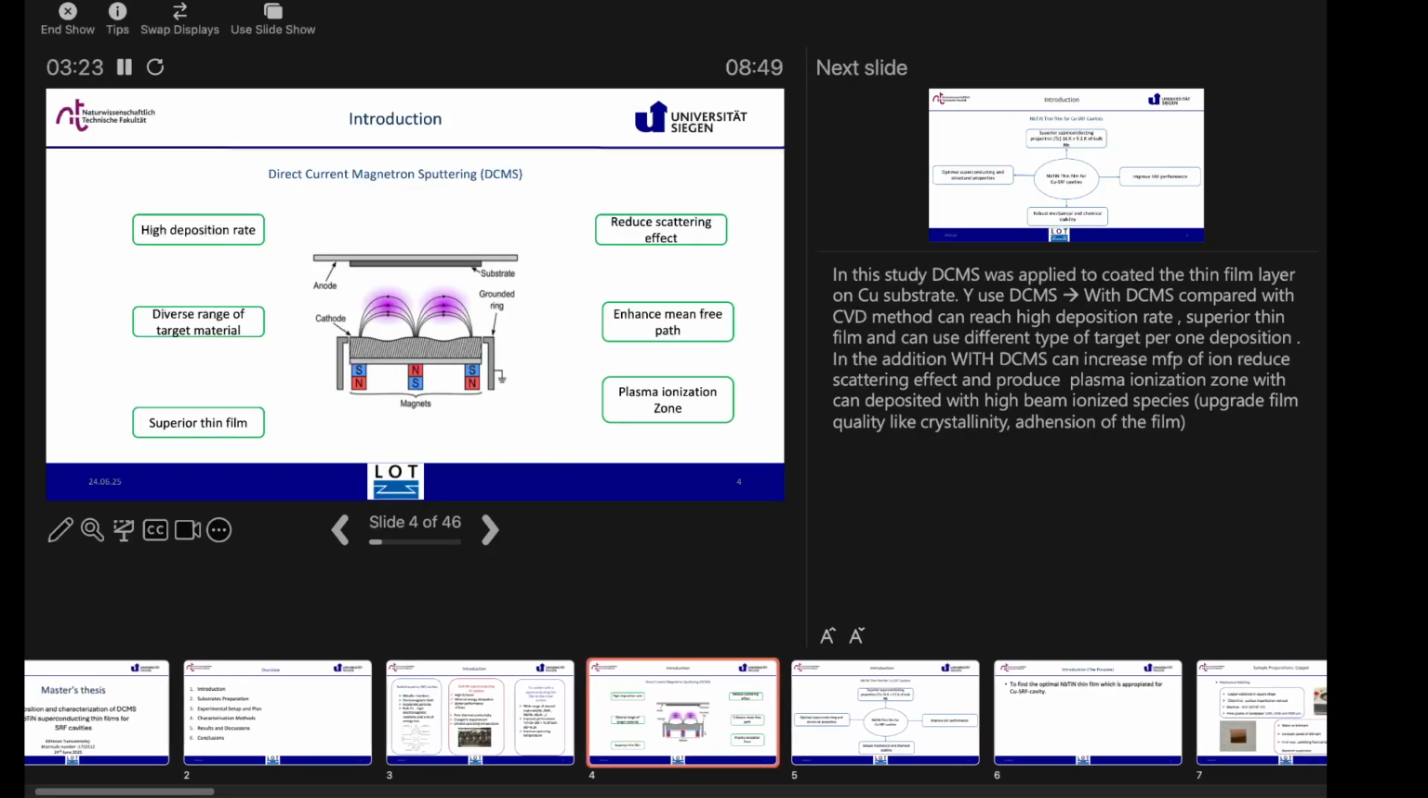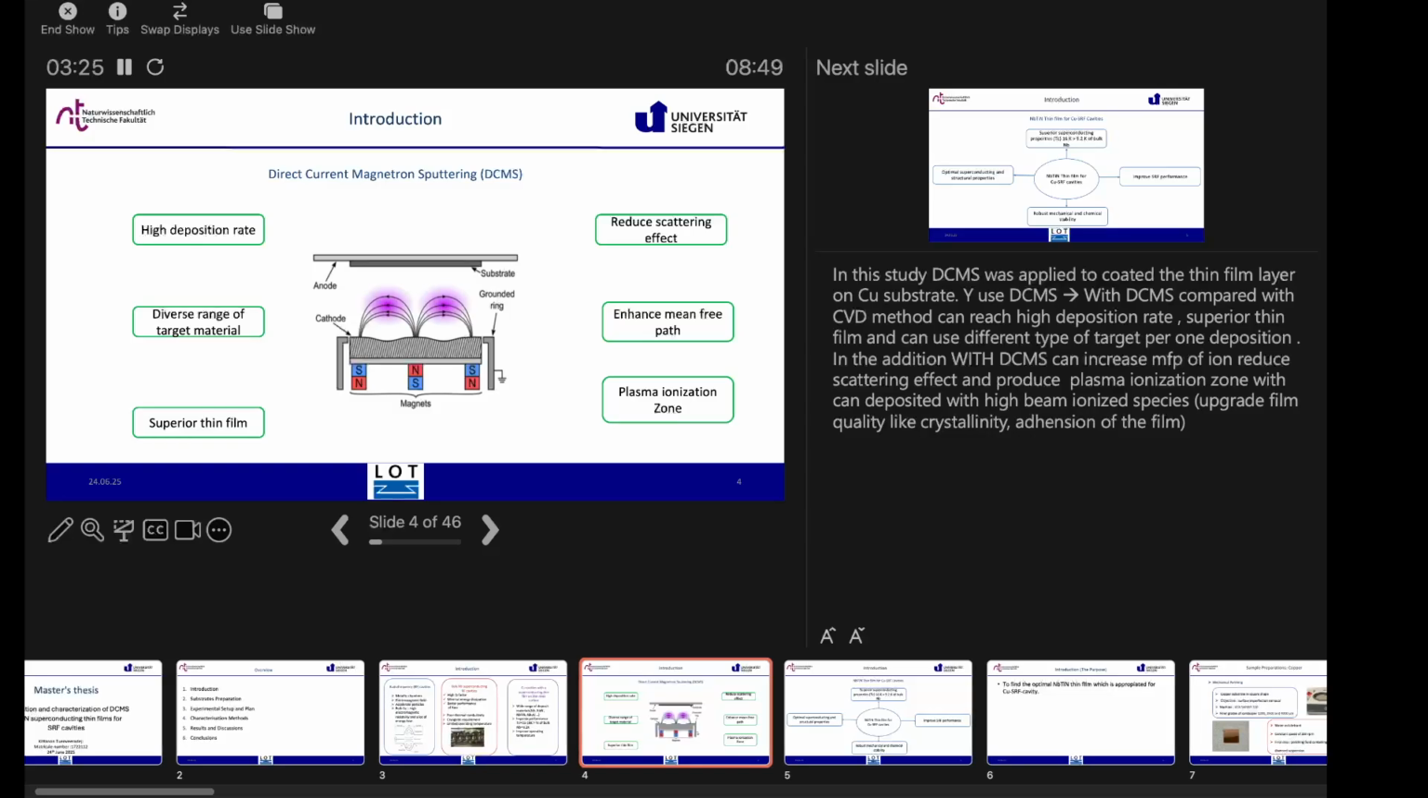And then we come to the method. The method that we use for my master thesis is DCMS or direct current magnetron sputtering. When compared with the conventional CVD, we can expect high deposition rate, and we can deposit with a diverse range of target material with DCMS. Moreover, with DCMS, we can reduce the scattering effects and enhance the mean free path of the ions. In addition, with the DCMS, we have a plasma ionization zone. That means we can do with the high beam, and that creates a superior thin film.